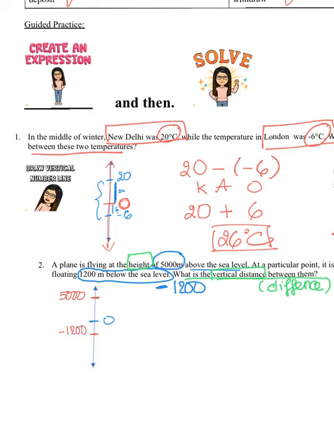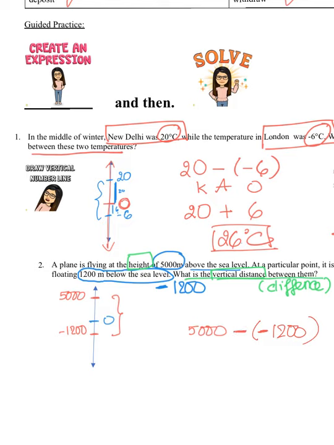Okay, what is the vertical distance between them? So what is the difference between those 2 points? Difference means we're going to subtract. Take the highest number, subtract the lowest number. 5,000 subtract 1, subtract negative 1,200. This is my expression. Now we're going to solve it.